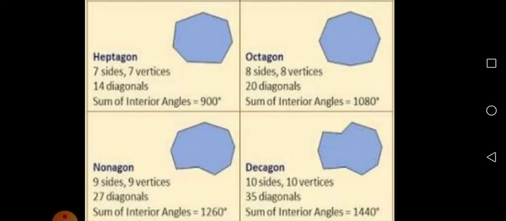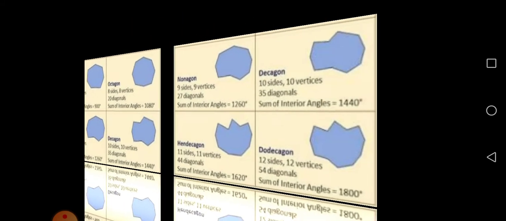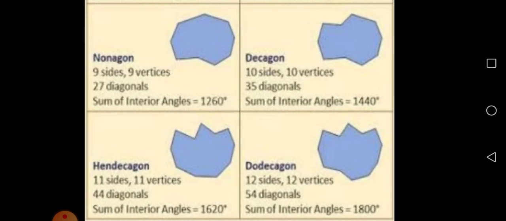Now let's look at more polygons: 7-sided polygons, 8-sided polygons, 9-sided polygons, and 10-sided polygons. 7-sided is called heptagon, 8-sided octagon, 9-sided nonagon, 10-sided decagon. You can pause the video and study that. Then 11-sided polygons are called hendecagon, while 12-sided polygons are called dodecagon.